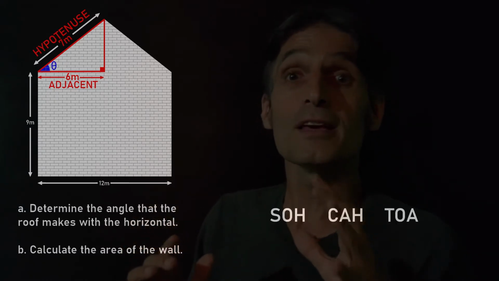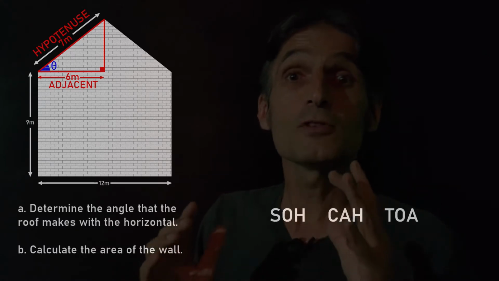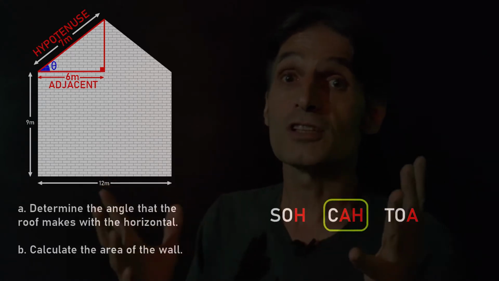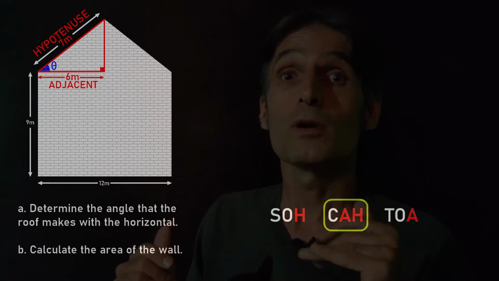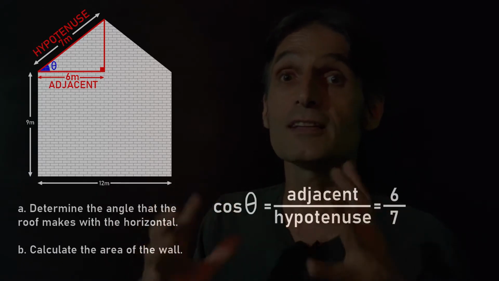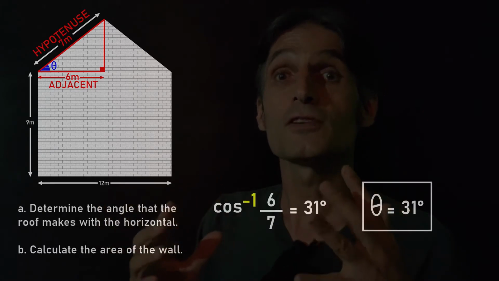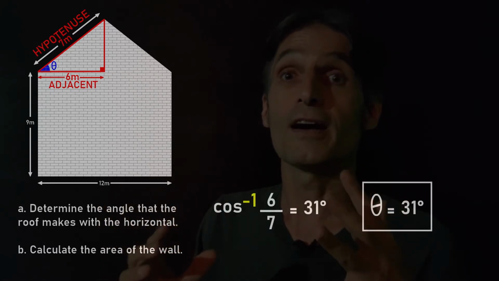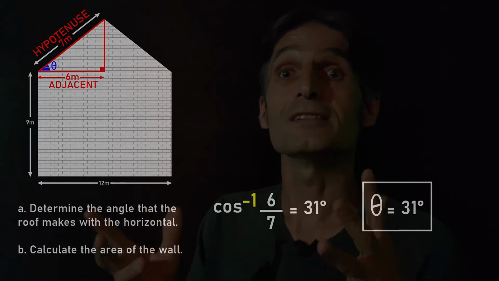Among the three formulae, which one can be used? Let's put in red what we know. Obviously, it's the CAH formula. We can write it, replace adjacent and hypotenuse by their values, and that's all. We use the reverse function on our calculator and find an angle of 31 degrees.